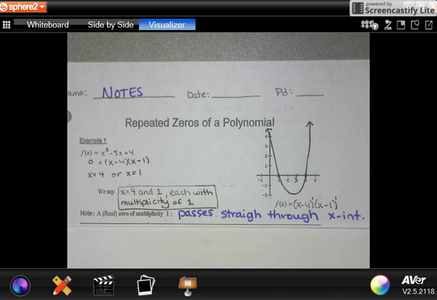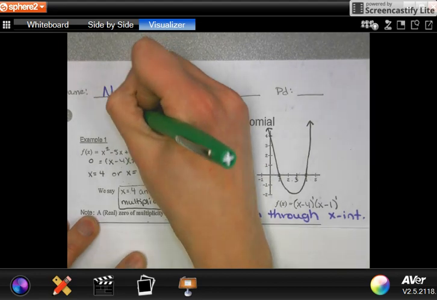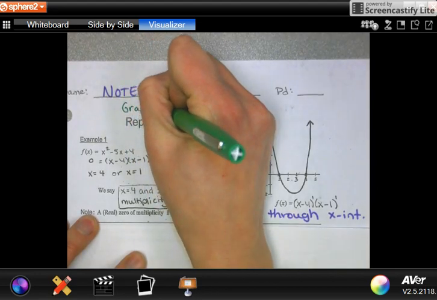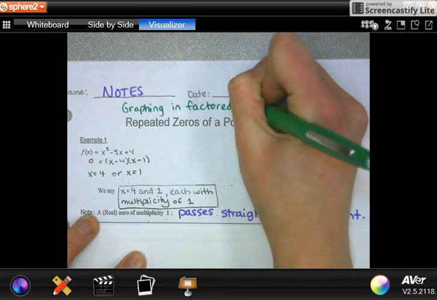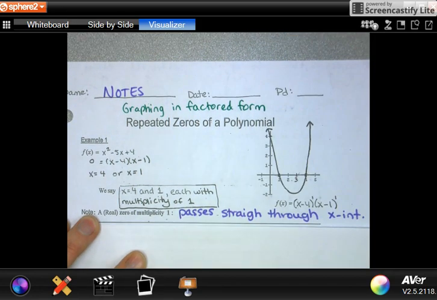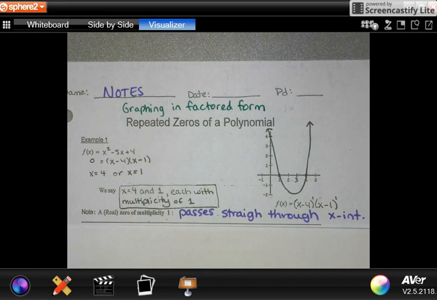Hey everybody, today you are going to be learning how to graph polynomial functions in factored form. So we are graphing in factored form. This is a little bit different than when you graphed last week. If you remember, last week you graphed in standard form.